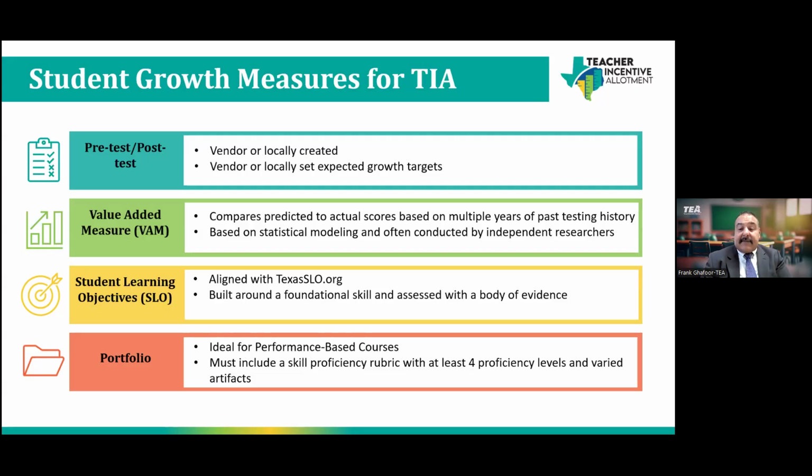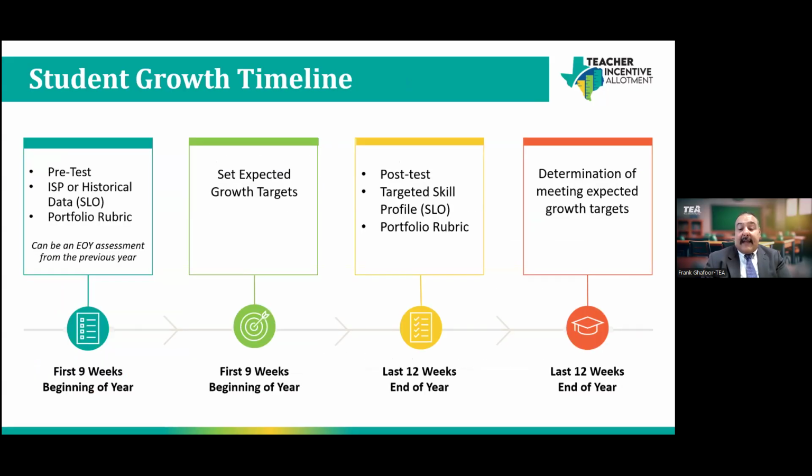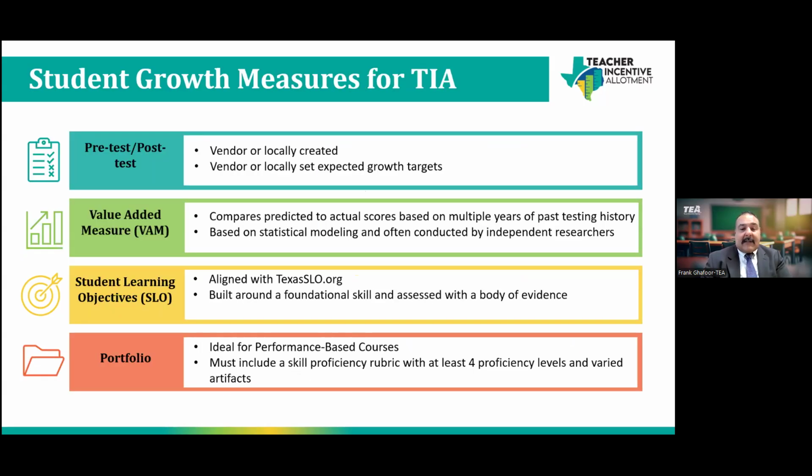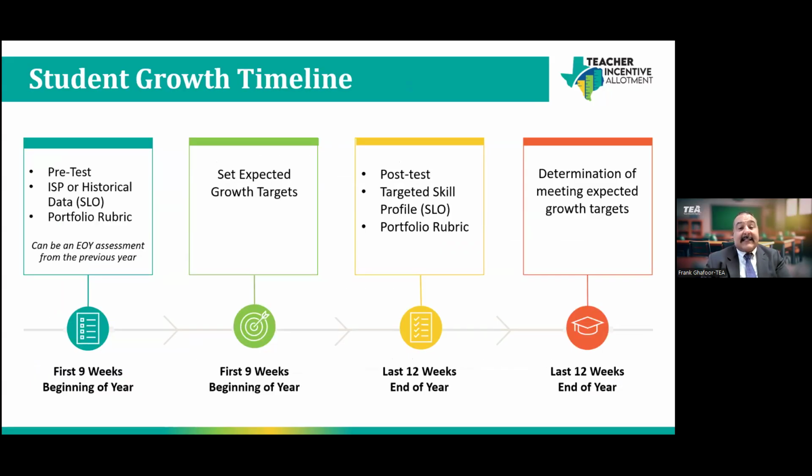Districts also have the choice of using portfolios, which are ideal for performance-based courses like fine arts, and they get to gather student artifacts to compare against a rubric and then determine if that student met growth at the end of the year. So we have quite a few options here with our growth measures for TIA, and hopefully we can find a good option for your districts today, or at least something for us to start considering as we build our system.